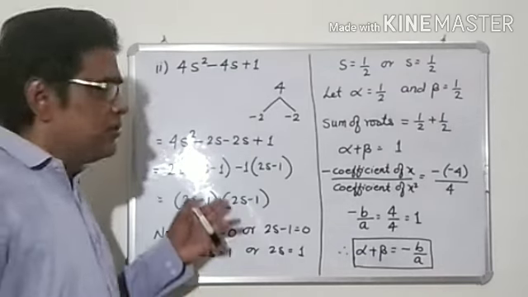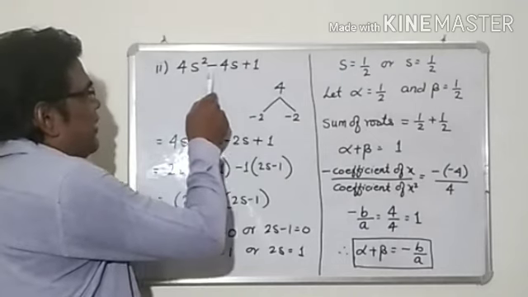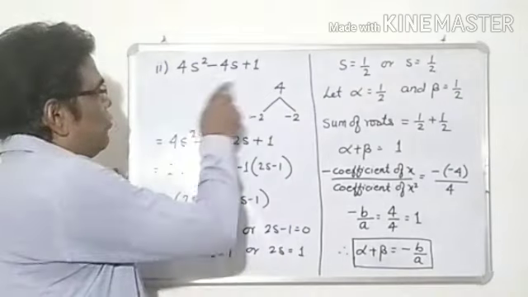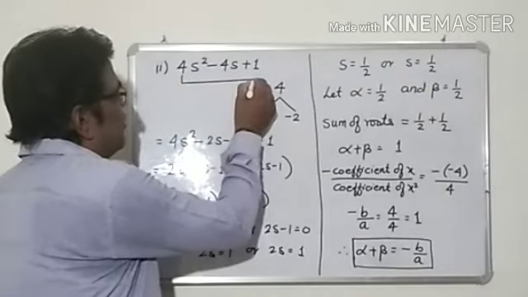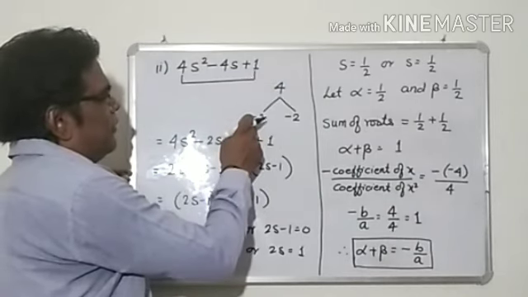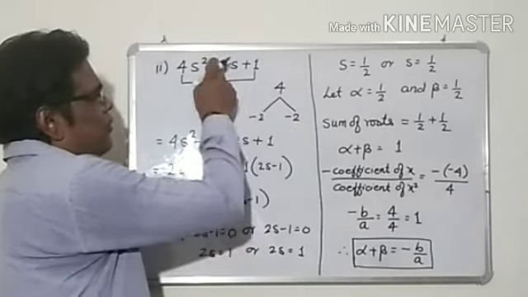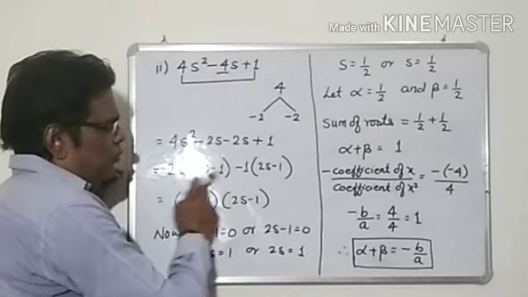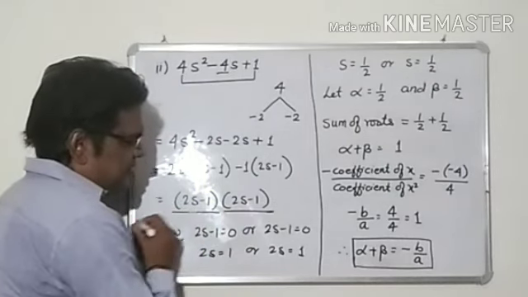So dear students, this is the second question. The question is 4s square minus 4s plus 1. As I said earlier, to factorize you have to get the product of these two numbers. 4 into 1 is 4. When you split them, you get minus 2 minus 2. Minus 2 into minus 2 will give 4. Minus 2 minus 2 will give minus 4, the middle term. Now you write this way. I hope you can do this, and you get the factors as this.